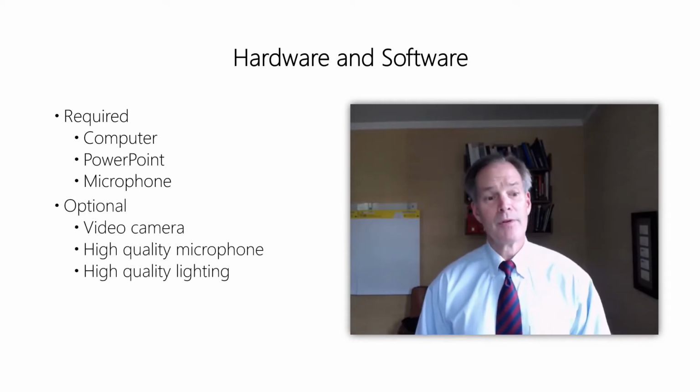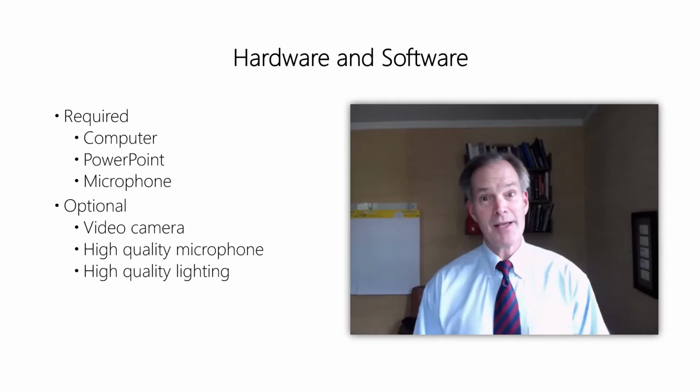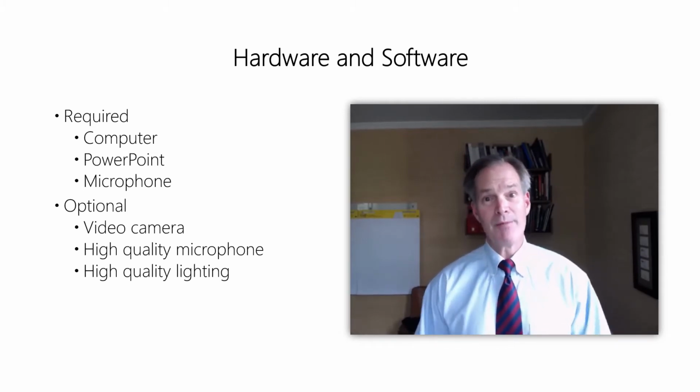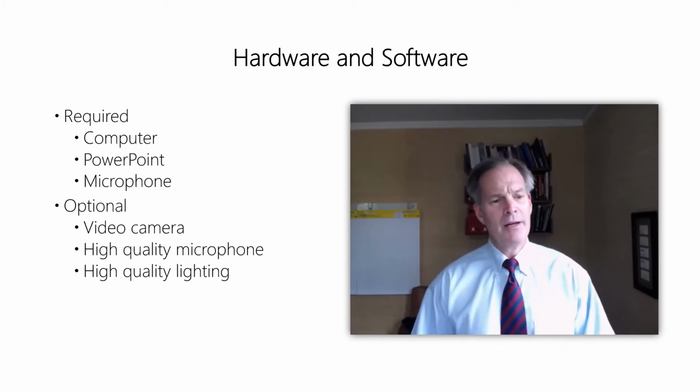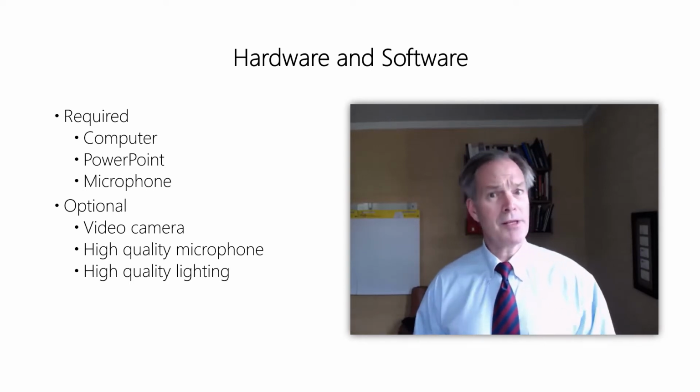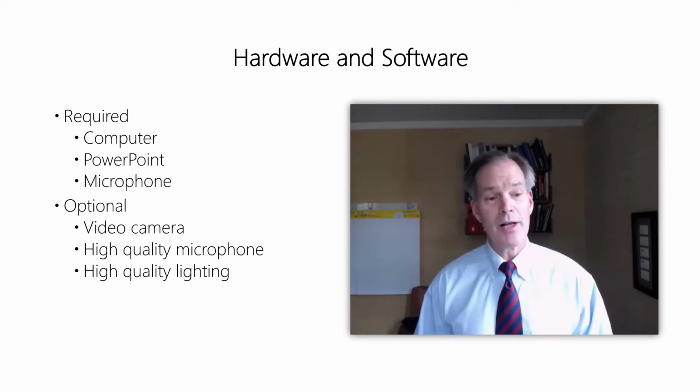What's optional? Well, a video camera is nice. You see, I'm talking to you on a video camera. I'm using a Logitech HD video camera that I got on Amazon. I forget for how much, probably $100. And it's a relatively high quality camera. It's not the highest quality.